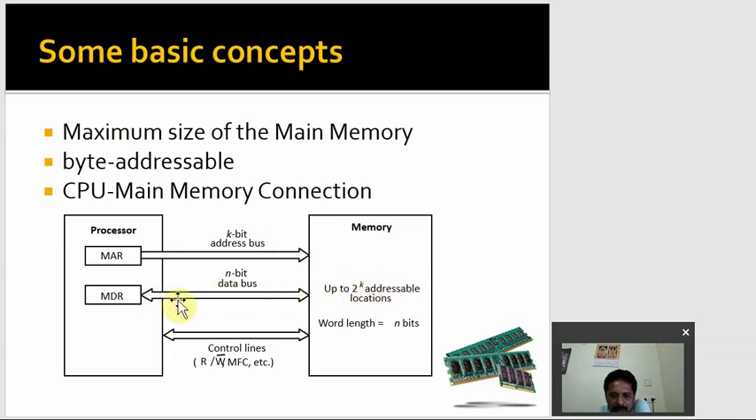Like that, an n-bit data bus. Here also it depends on how many bits you use. Based on that, up to 2 power k addressable locations will be there, and the word length will also be n bits. This is bidirectional. The data can be transmitted from main memory to the memory data register, or from the memory data register to main memory. The memory address register connects to main memory. The control lines will be like this. Here we can perform read operation, write operation, memory function complete, etc. Like this they establish a connection between the CPU and main memory.